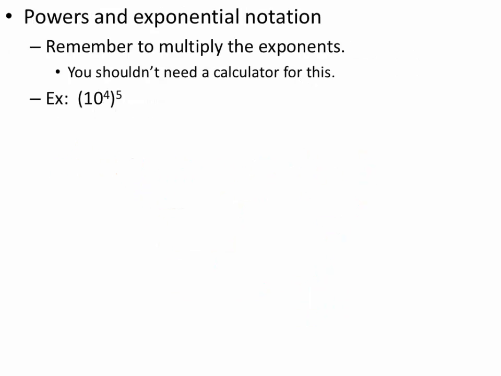So now let's look at what happens when we have a power and exponential notation, or maybe scientific notation. So if we have a case like this, where we have 10 to the 4th raised to the 5th power, we multiply the exponents. And so of course 4 times 5 is then 20. So then 10 to the 4th raised to the 5th power is then 10 to the 20.